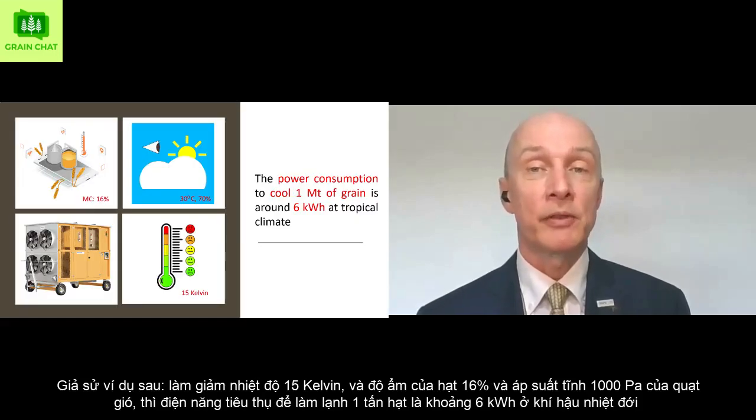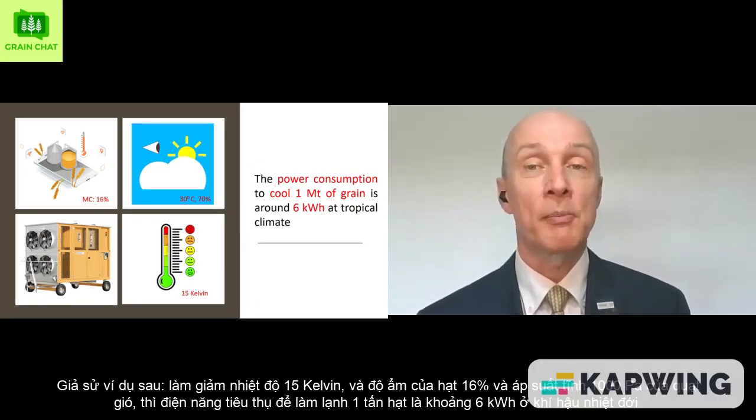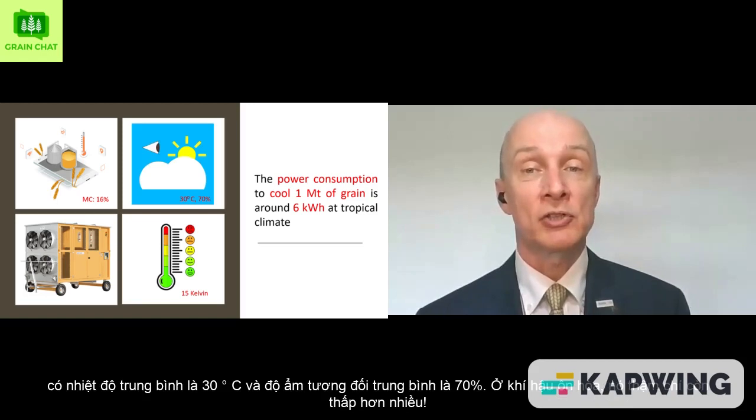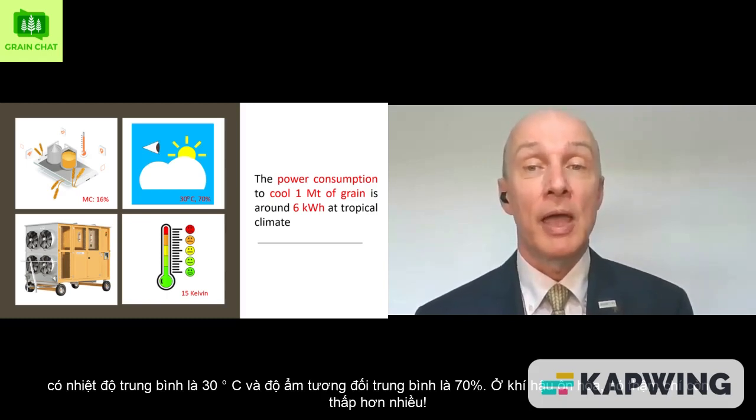Okay, assuming the following example: a temperature reduction by 15 Kelvin at a moisture content of 16% and a static pressure drop of the bulk storage for the blower of 1000 Pascal. Then the power consumption to cool 1 ton of grain is around 6 kilowatt hours at tropical climate conditions, at an average temperature of 30 degrees centigrade and an average relative humidity of 70%. At moderate climates, it's even much lower.